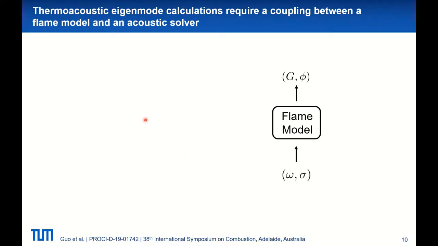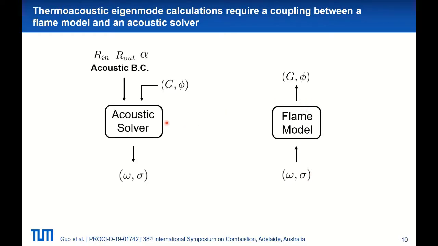Okay, so let's start with the strategy. Consider the flame model as a transfer function. Its role is to take in the mode frequency and growth rate and output the flame gain and phase. Meanwhile, the acoustic solver takes in the flame gain and phase as well as the acoustic parameters and outputs the frequency and growth rate values of the mode under investigation.